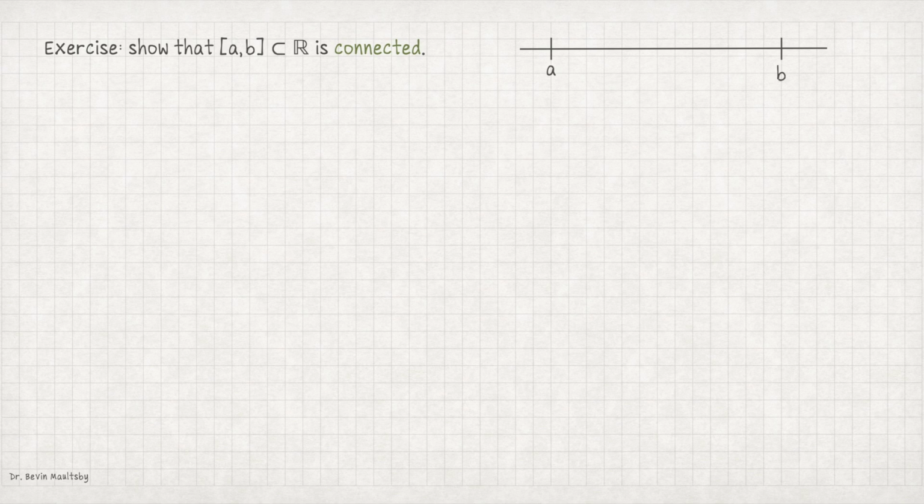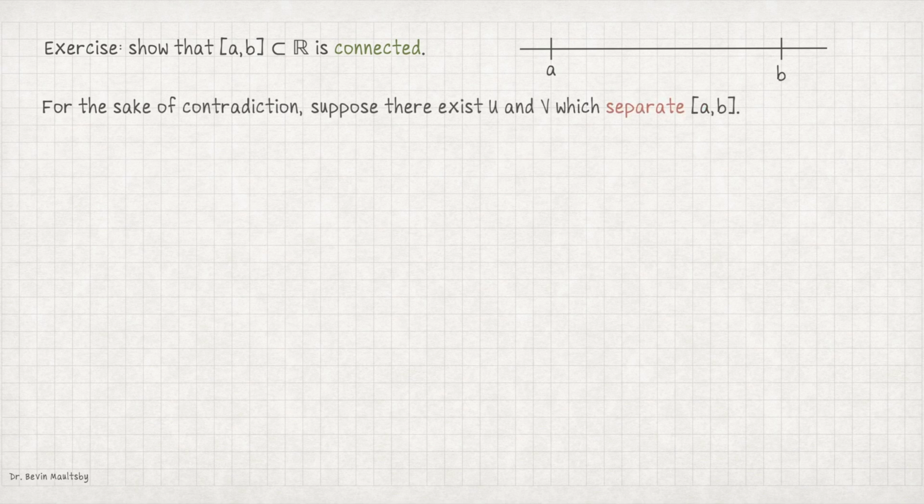Proof strategy here. Often if we want to show that a definition is not being met, in this case the definition of being disconnected, you assume that it is being met and set up a contradiction. So for the sake of contradiction, suppose that the interval from A to B is disconnected. In other words, I can find open sets U and V which separate the interval.